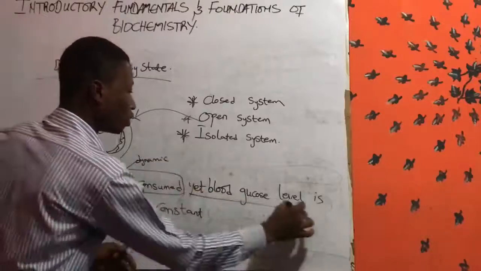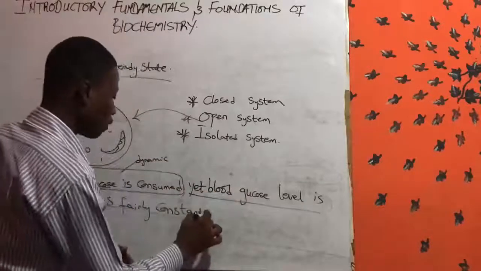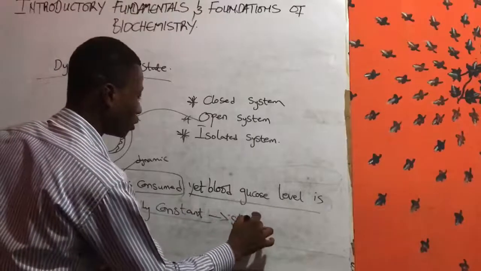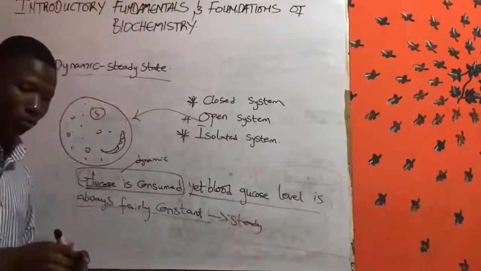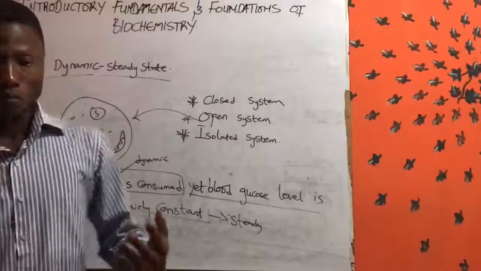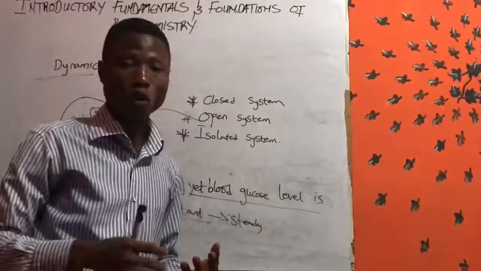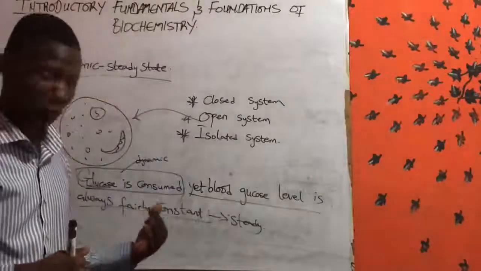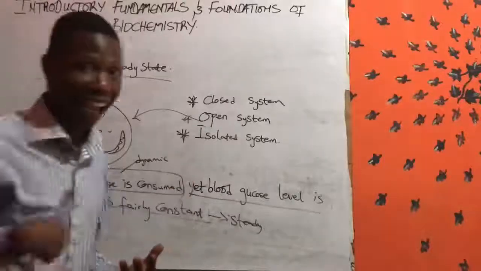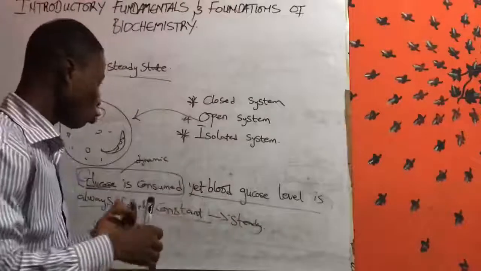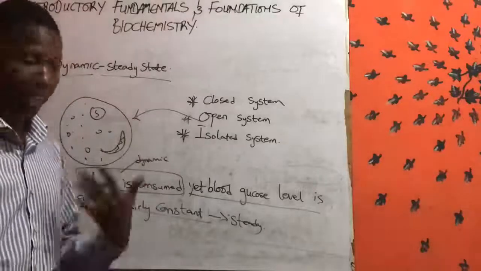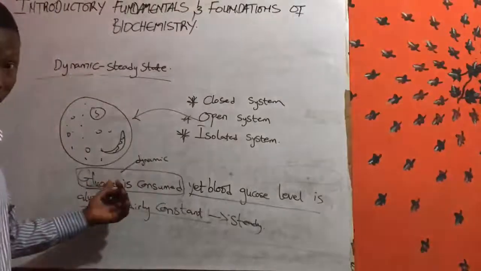Now, this gives a fact that glucose in your body is steady, which means there is continuous intake and outflow of glucose. Despite the fact that there is continuous intake and outflow of glucose, for instance, you always consume food, you consume carbohydrates to get your body supplied with sufficient glucose.